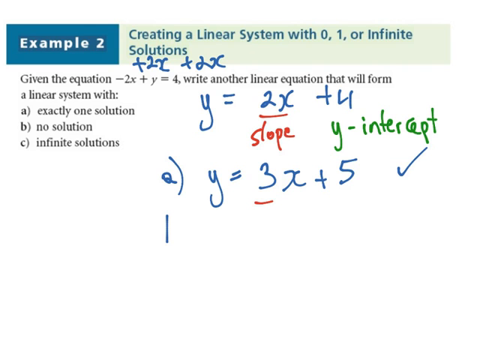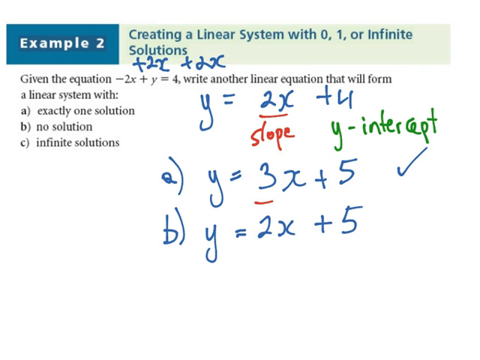How about for part B? It has to be a parallel line. Now, a parallel line has slopes that are exactly the same, but the y-intercepts are different. So an equation has to be 2x, and the y-intercept cannot be 4. For example, it could be 5.